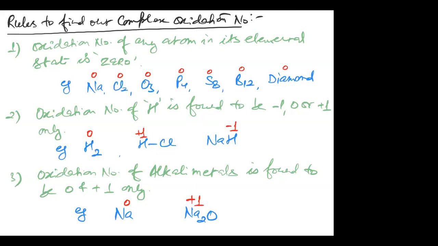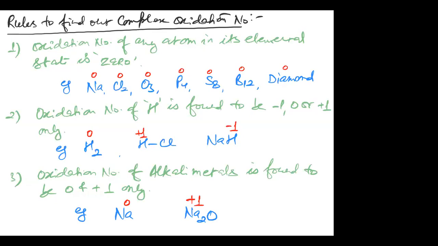So the oxidation number of any atom in its elemental state is 0. Oxidation number of hydrogen is -1, 0, or +1 only. Oxidation number of alkali metal is 0 or +1 only.